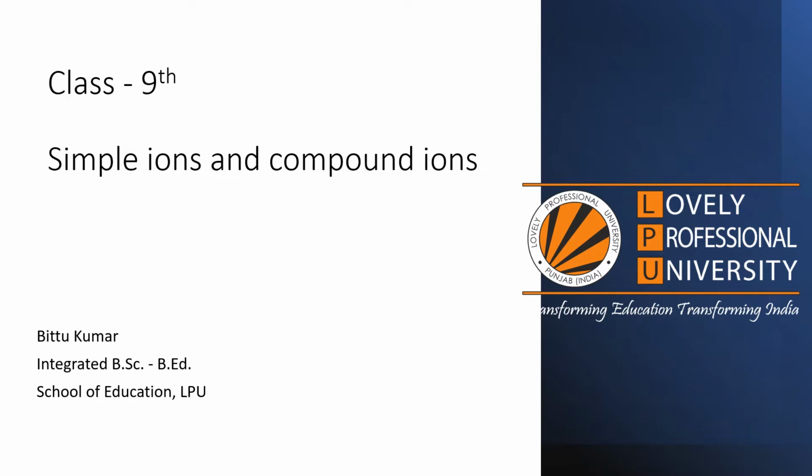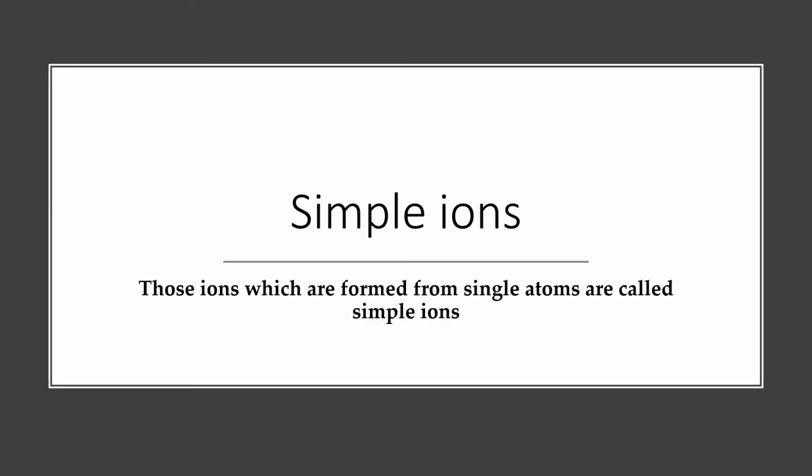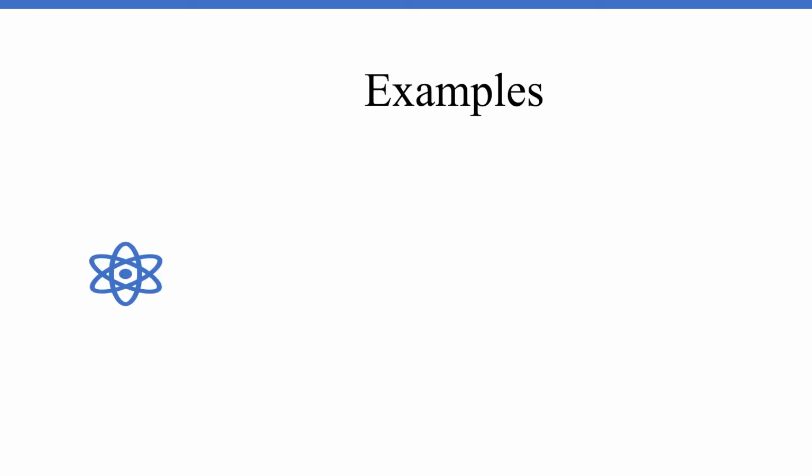So today we are going to discuss ions. Okay, now let's see what are the simple ions. Those ions which are formed from a single atom only are called simple ions. Let's see some examples.